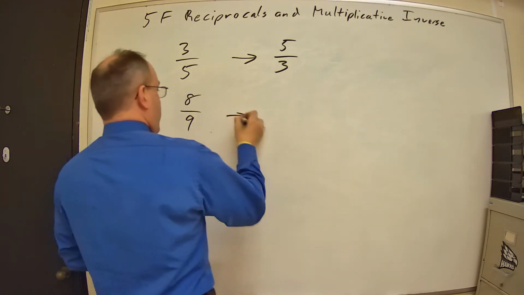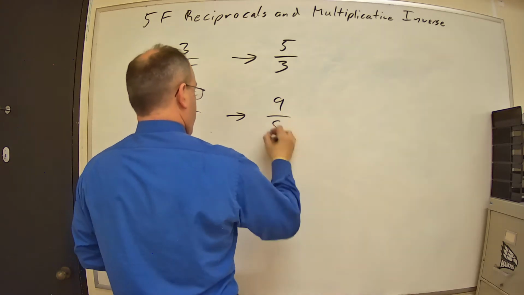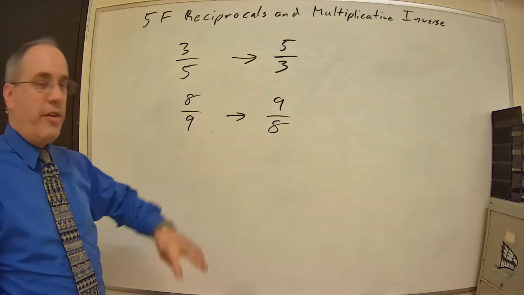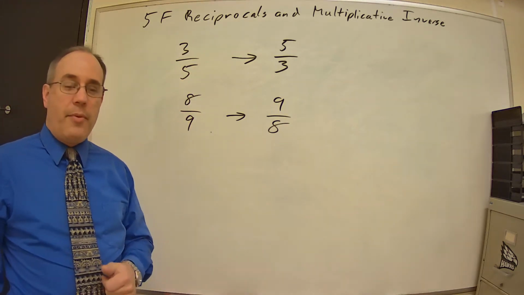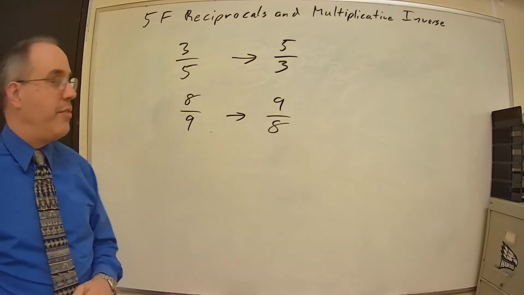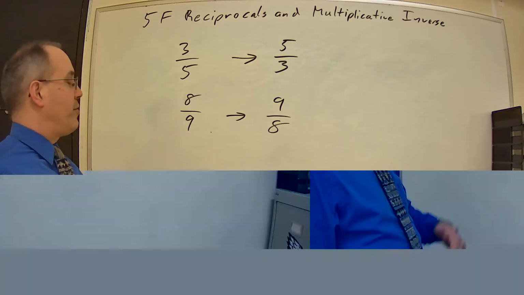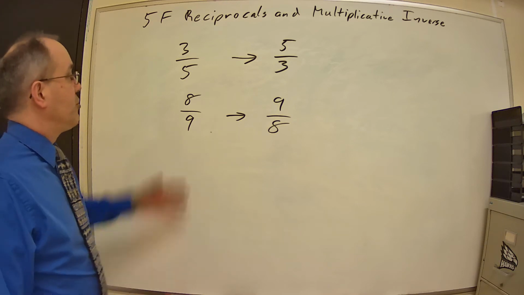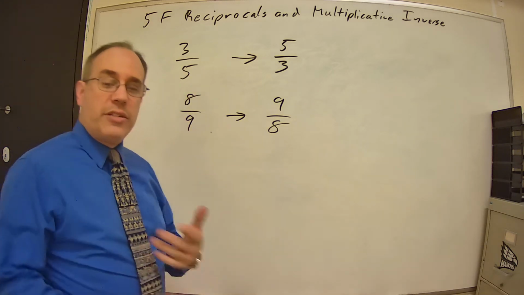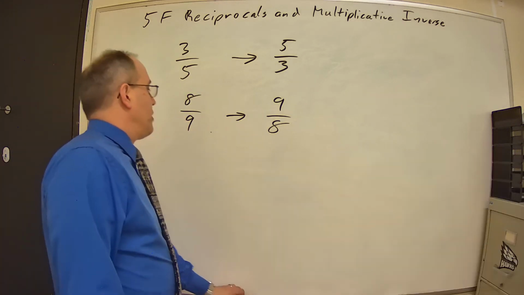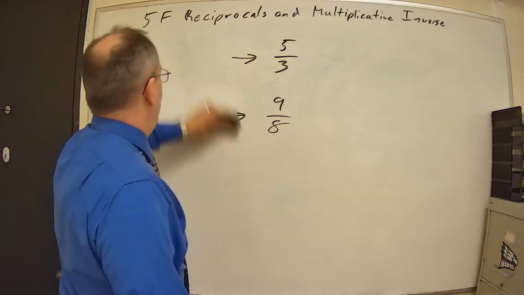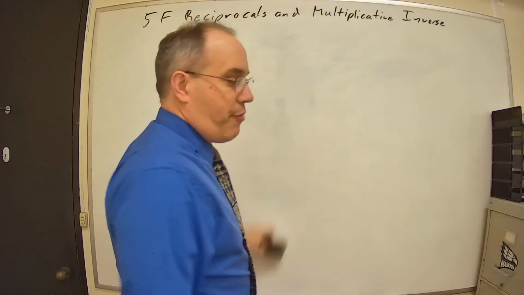8/9, the reciprocal is 9/8. I just took the numerator and turned it into the denominator, and took the denominator and turned it into the numerator. So that's all we're doing with that. Well, how does it get a little more complicated? Well, there's a couple things that could happen. First of all, we're talking about flipping a fraction.